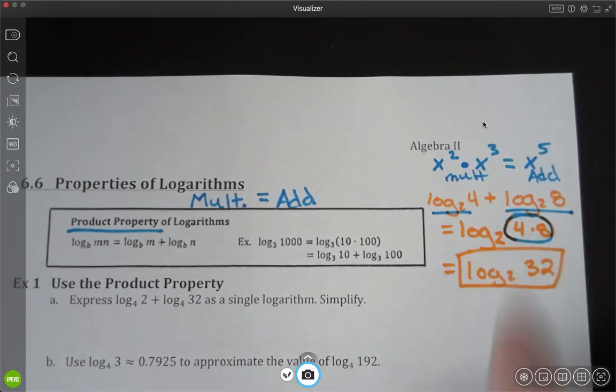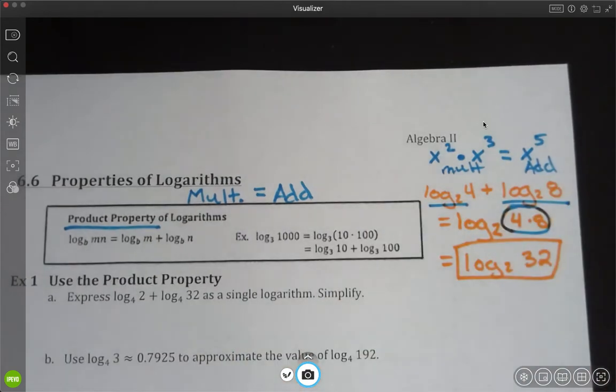Do you see that? So what if the logs aren't the same number? If the bases are not the same, you cannot put them together. They won't do that to you. They will only give you ones that have the same base. You won't have any weird ones. So they will only ever be the same base.